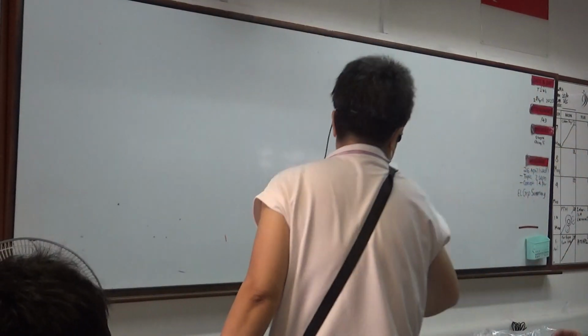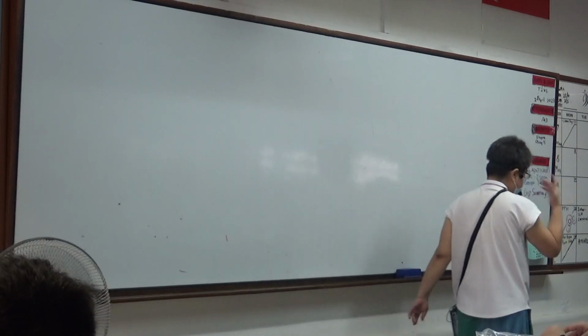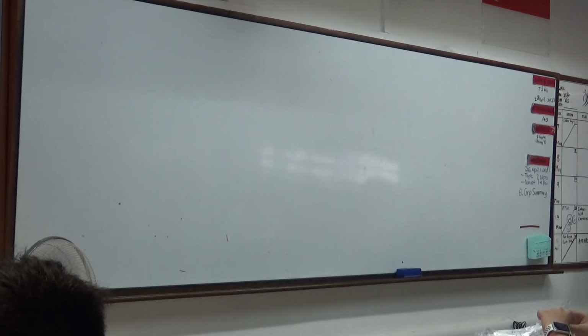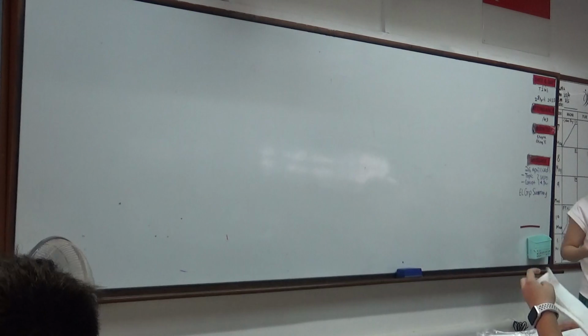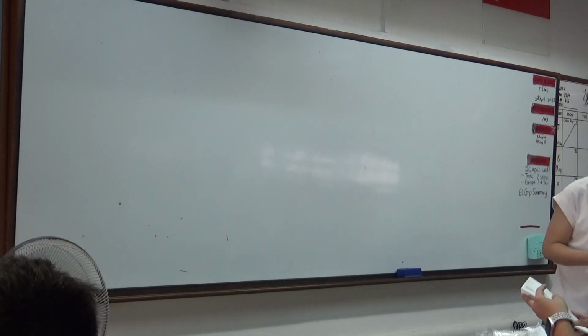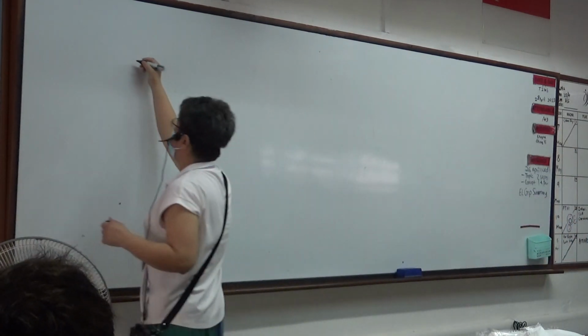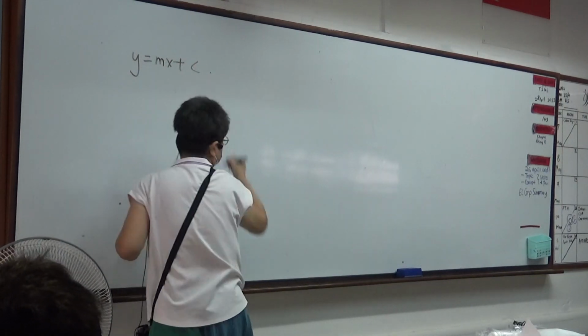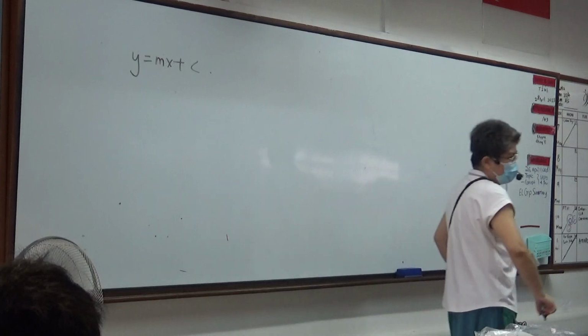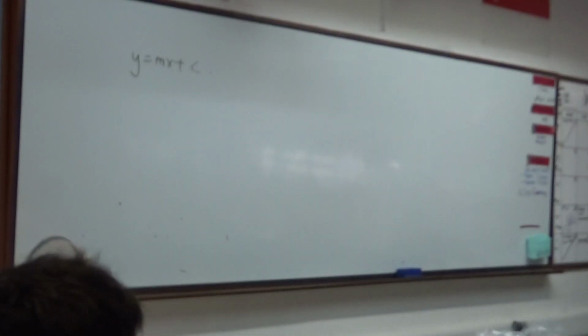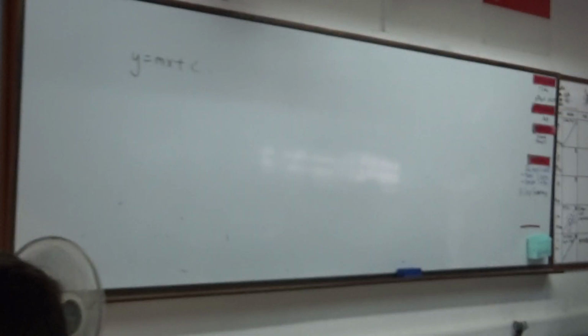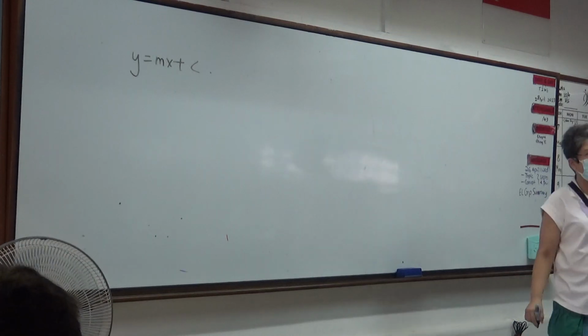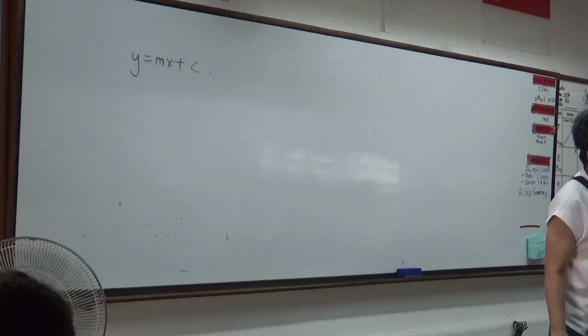Alright, now I will start linear law, and I'm going to introduce what we mean by converting all sorts of functions to a straight line. Now, you know that a straight line is y equals mx plus c, right? This is the basic form of a linear function. What does m represent? Gradient. What does c represent?